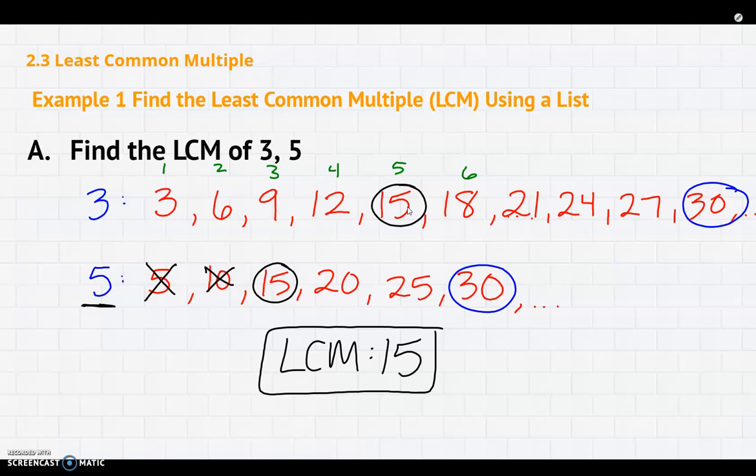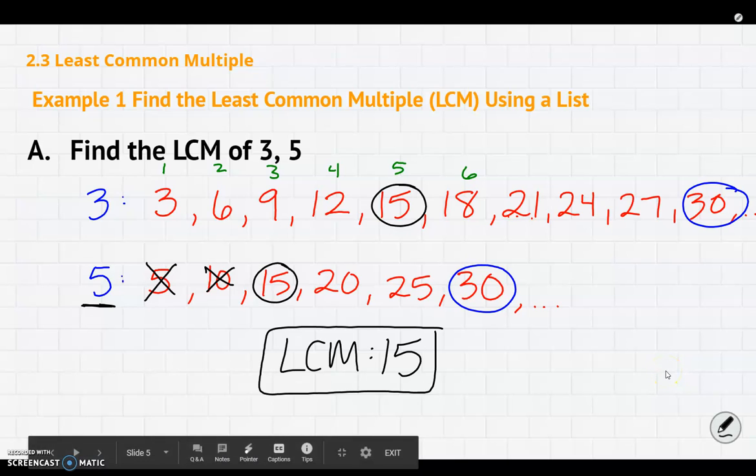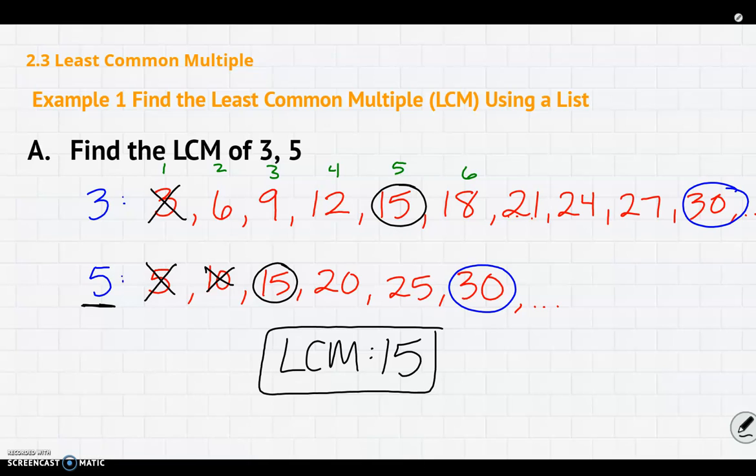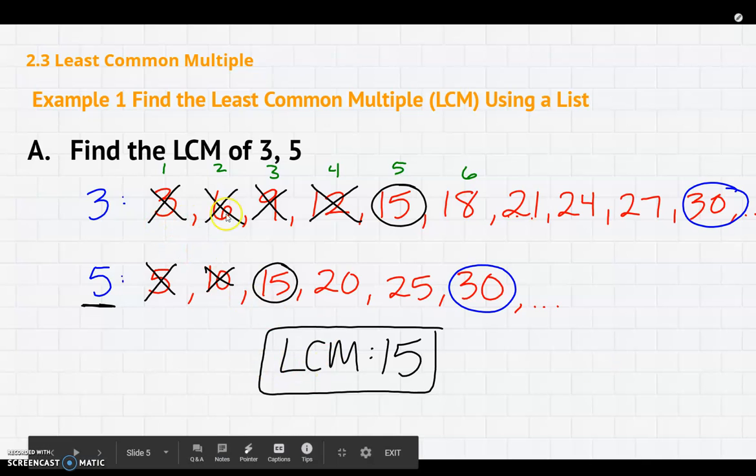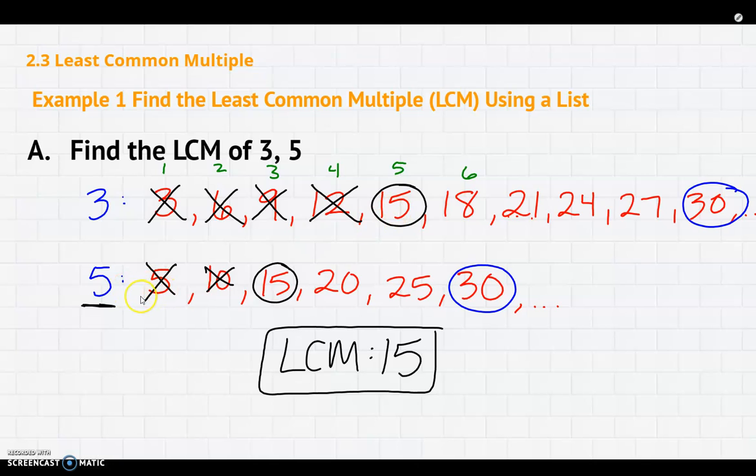Now, I'm going to point out why I decided to work with the list for 5 instead of the list for 3. If I would have decided to work with the list for 3, I would have started with 3 and saw, nope, that's not a multiple in that other list at all. And then 6, nope, that's not a multiple. 9 is not a multiple. 12 is not a multiple. And then I would have gotten to 15 to see that they match. Now look, I had to go through 5 different numbers before I found the one that's in common, versus here I only had to do 3 before I found the one that's in common.